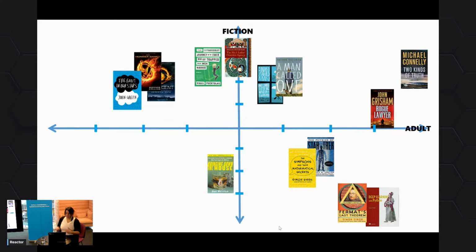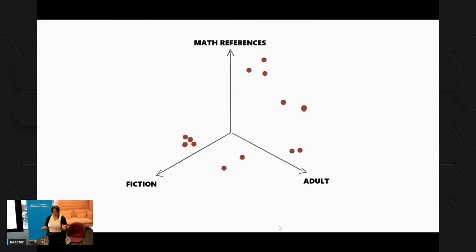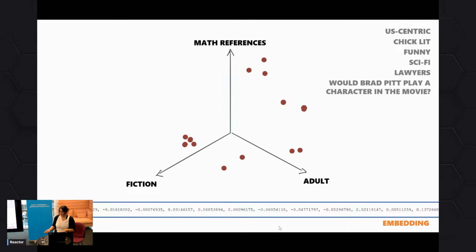And it turns out that when we put these on a scale like this, and we say, okay, so this is like a -0.6 and a 0.4, then things that are similar get stuck together in this universe. And now we don't only have two features, we have maybe a couple of other things like math references. How many math references are there? Is it US centric? Is it funny? Sci-fi, lawyers? Would Brad Pitt play a character in a movie? It could be whatever.